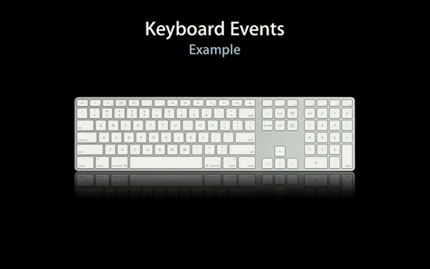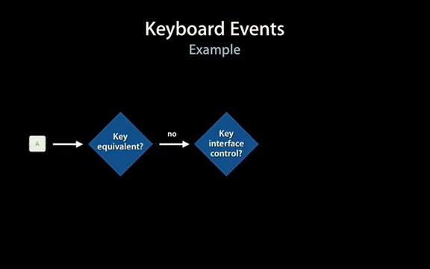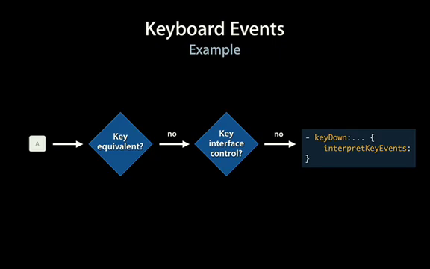Like I said, keyboard events are one of the more complicated ones. There was a lot there, so let's just do a quick, brief example to go over it. Let's say the user presses A on your keyboard. The first thing that happens is Cocoa asks, is this a key equivalent? And it's not, it's just the letter A. So then we ask, is this a key interface control? And no, it's not. So we figure out who's the first responder in the window, and we call key down, and this continues to go up the responder chain, but the first responder happens to be your view.